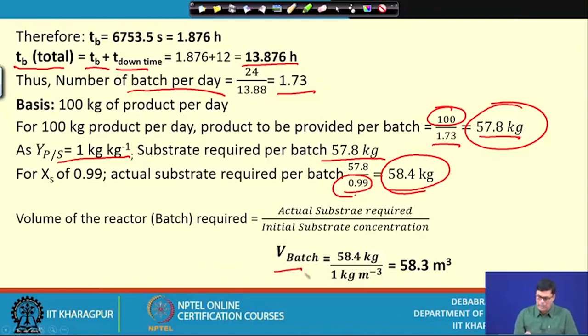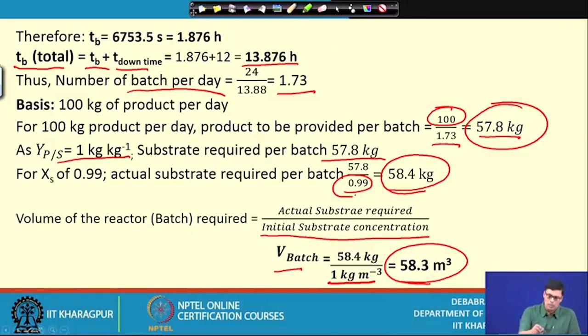Now, I told you the volume of the reactor, what will it be equal to? The initial substrate concentration is not given in this problem, but a certain criterion is given: your substrate is very costly, and the substrate is the limiting factor. So, we assume the maximum possible substrate concentration to get the maximum amount of product. What will be the maximum substrate concentration? That will be the solubility of the substrate. The solubility of the substrate in water is about 1 kg per cubic meter. So, I can assume the initial substrate concentration is 1 kg per cubic meter. If you divide by this, you will get the volume of the batch process. This is how you can easily find out the volume of the batch process.